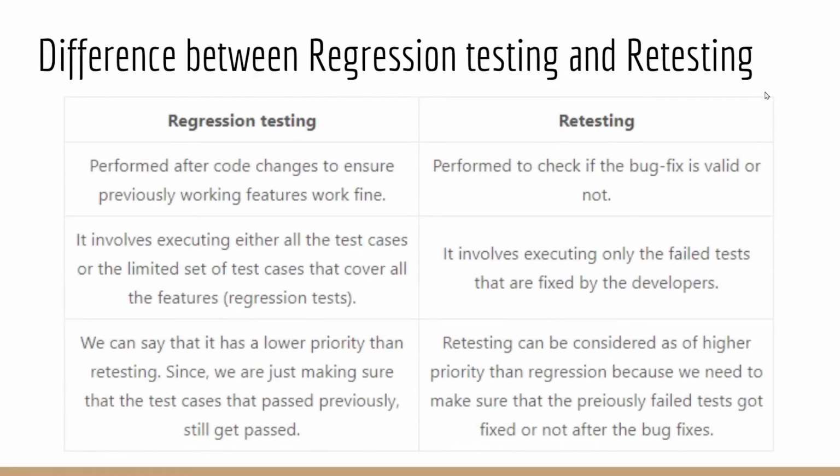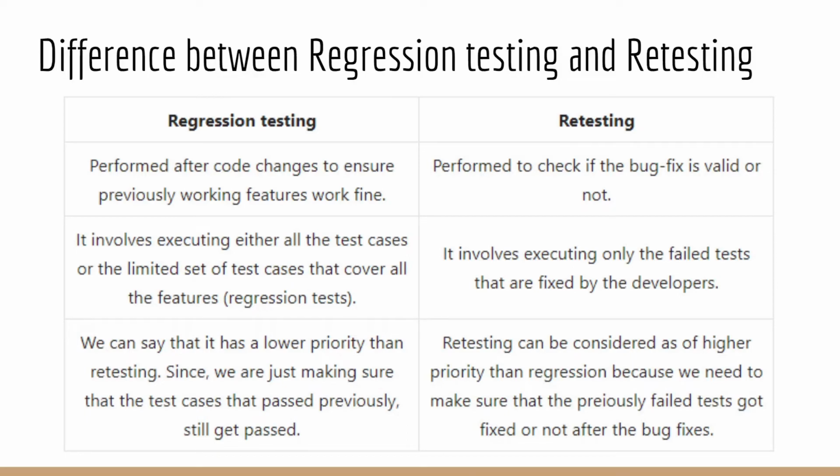With this, we have come to the last slide, that is, the difference between regression and retesting. The difference between regression and retesting is one of the most common testing interview questions. So let us find out the difference between the two. Regression testing is performed after code changes to ensure previously working features work fine, while retesting is performed to check if the bug fix is valid or not. Regression testing involves executing either all the test cases or a limited set of test cases that cover all the features. Retesting involves executing only the failed tests that are fixed by the developers.